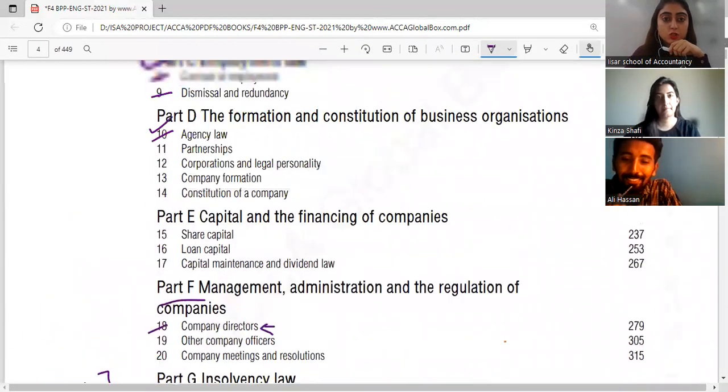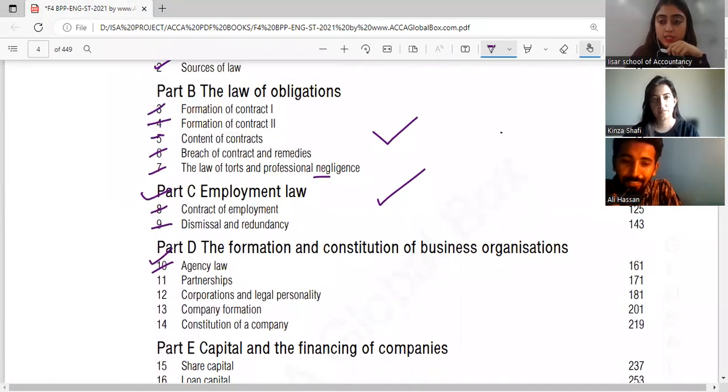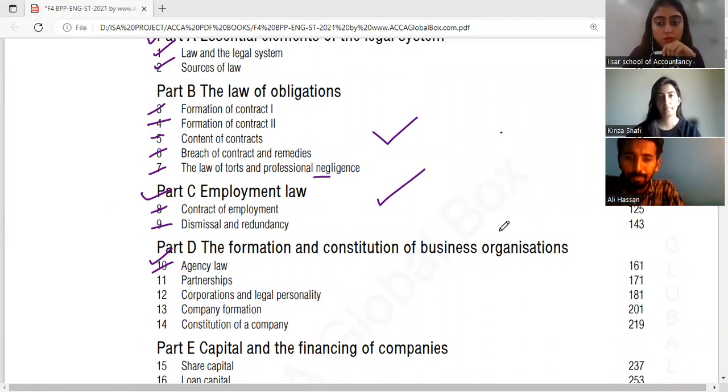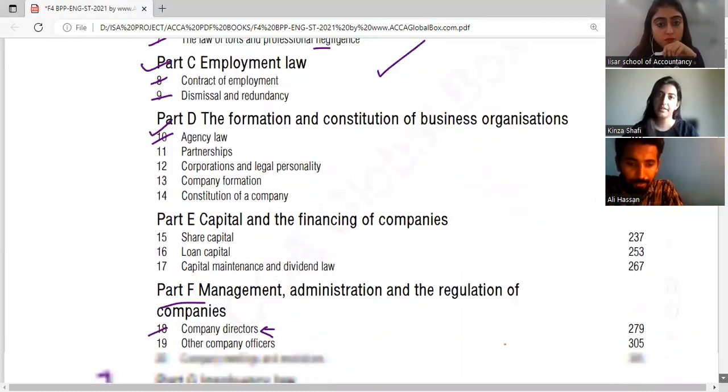Test 2 would comprise part B and part C, and I will be taking test 2 on the 26th of November. You have one whole week to prepare for these chapters. Okay, Kinza? Clear? Okay, ma'am.